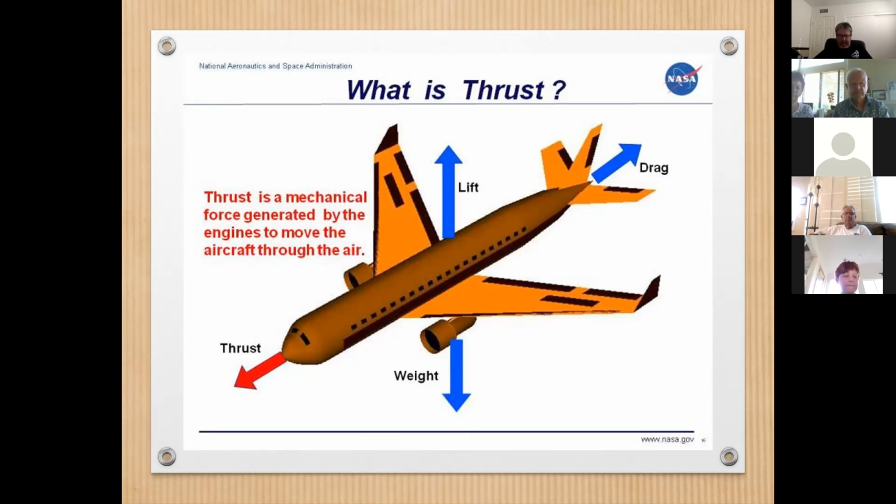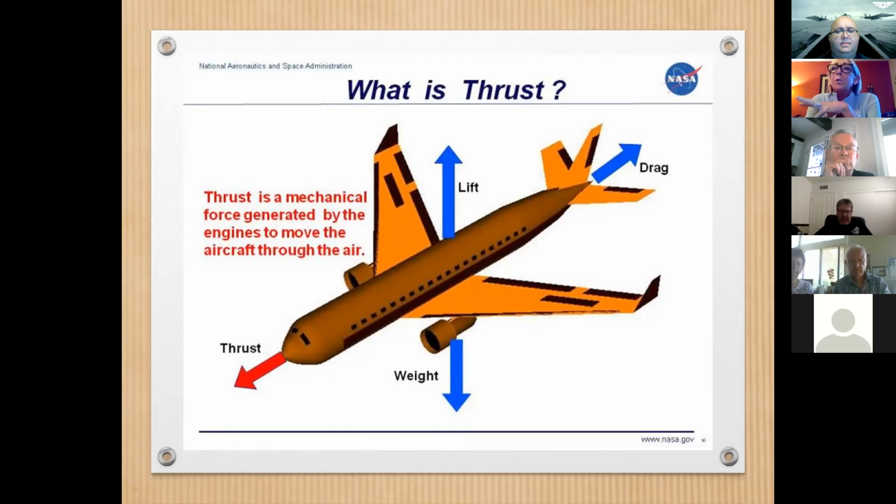That is the mechanical force generated by the engines or your engine to move the aircraft through the air. So in the radio controlled airplanes, you have the motor, which is spinning and it's turning a propeller, whether you're using a gasser, as you guys call them, or a battery operated. You have a propeller that's being turned by the engine. So that's creating thrust.